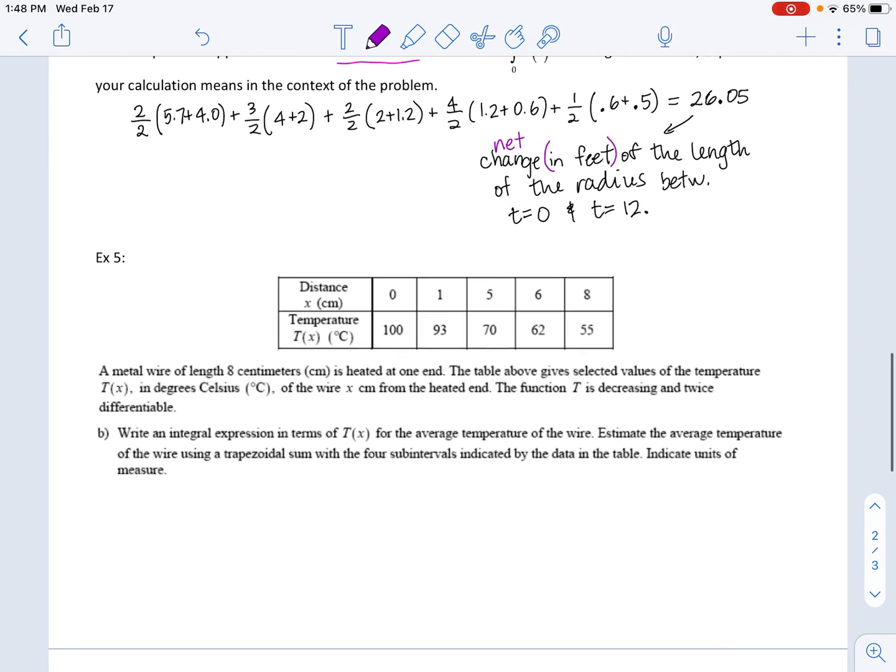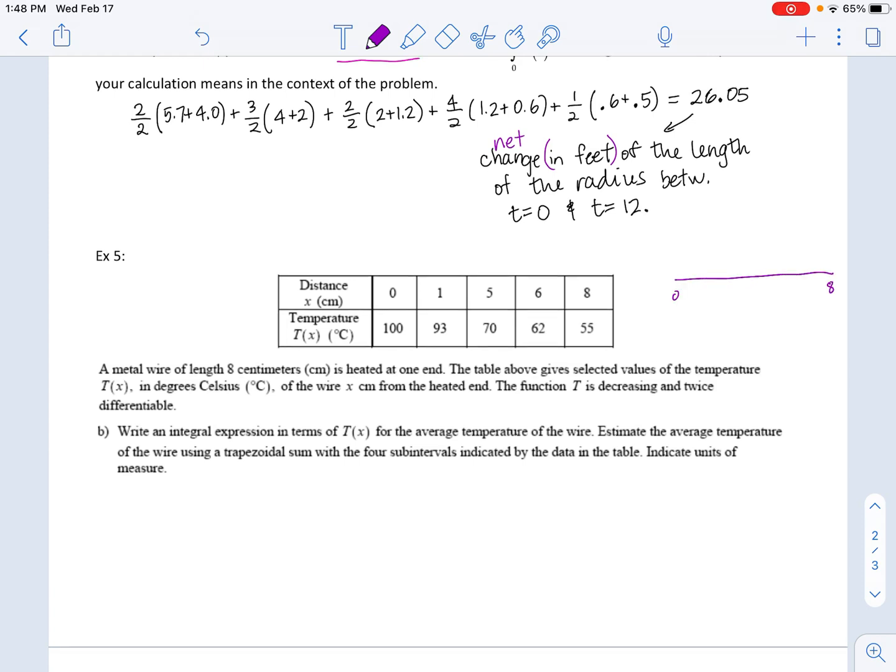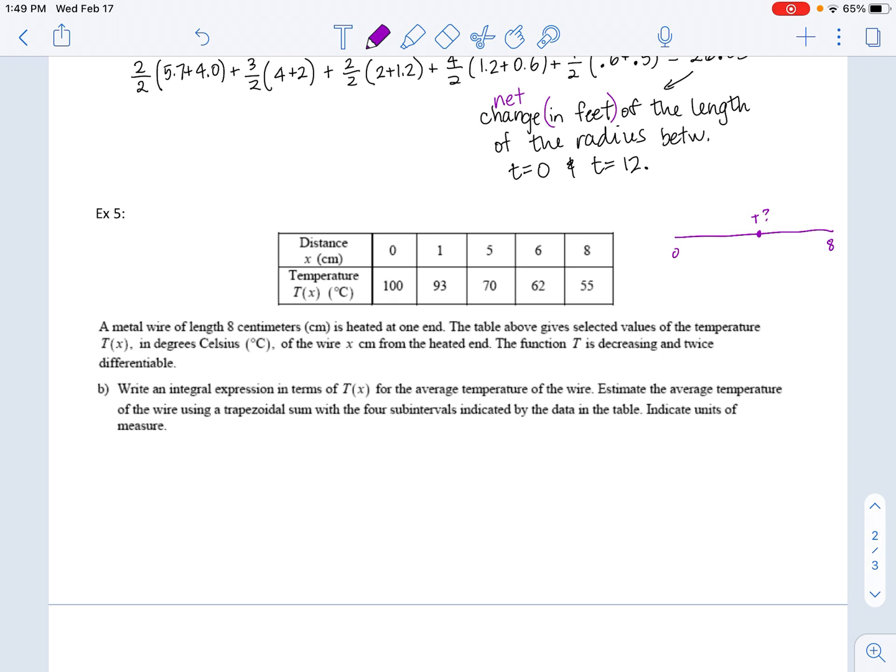And then here's a combo platter. Example 5 takes us on a journey to do a couple things at once. We've got a metal wire that's 8 centimeters long. It's heated at one end. The table gives select values of temperature of the wire, x centimeters from the heated end. So if the wire is this long, here's 0 and here's 8 centimeters, this tells us, if I'm here on the wire, how hot is the temperature right there? What are the degrees? So that's what distance for the x value means here.